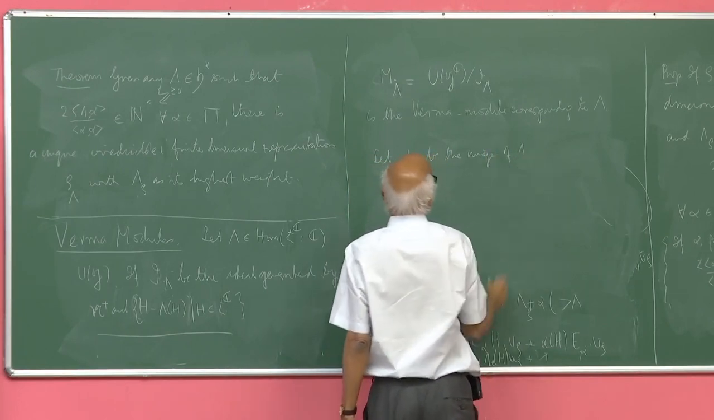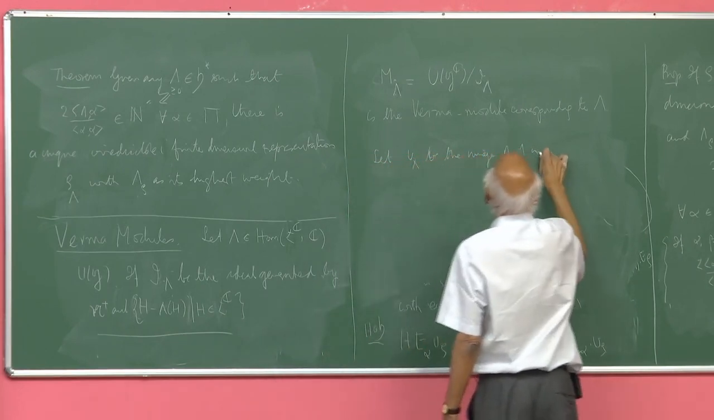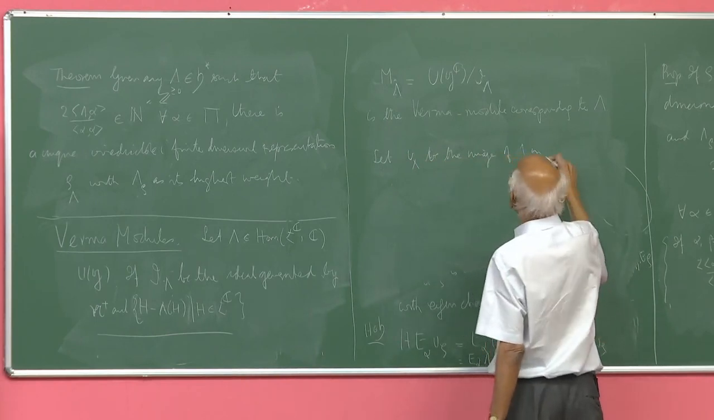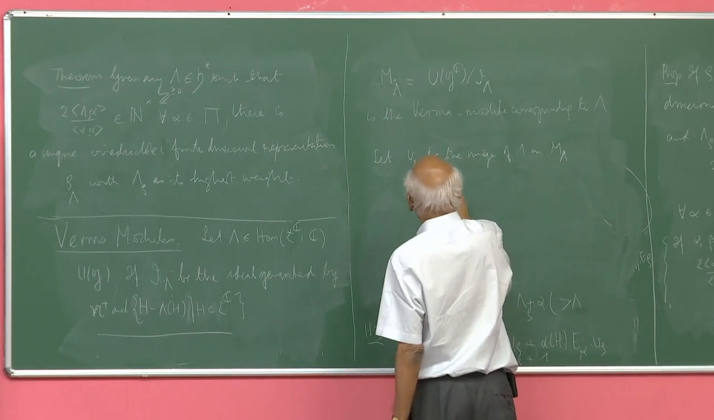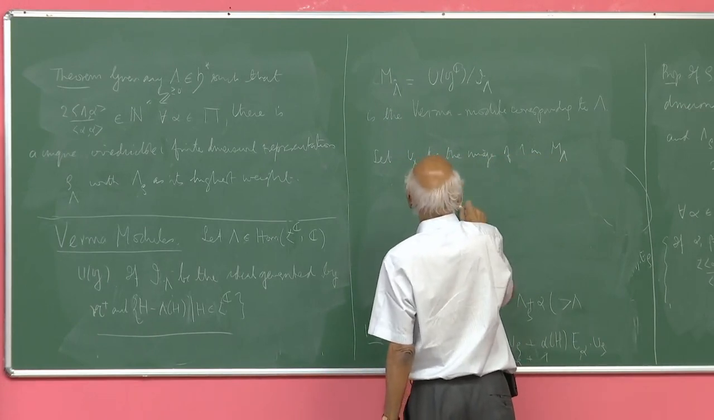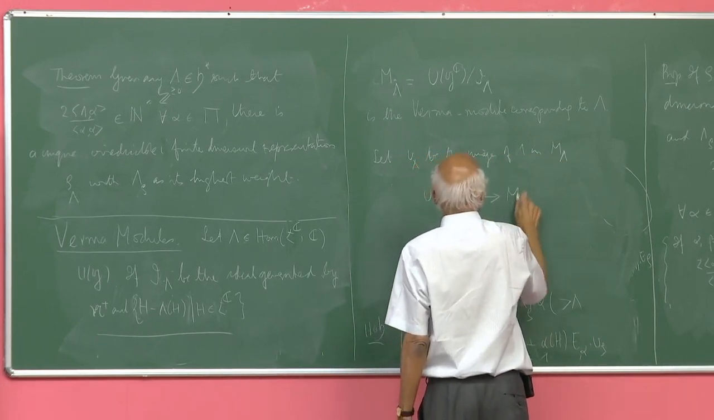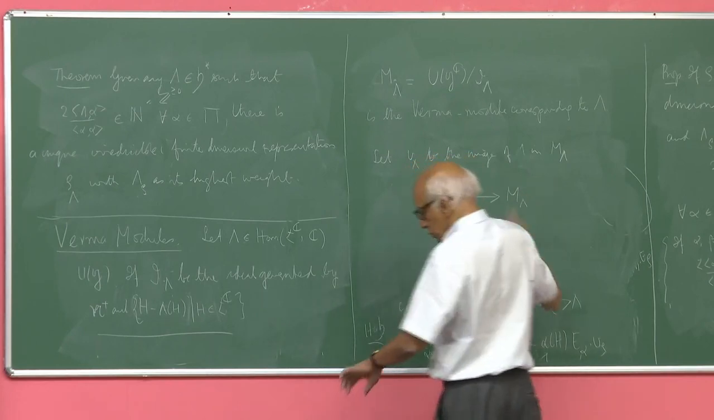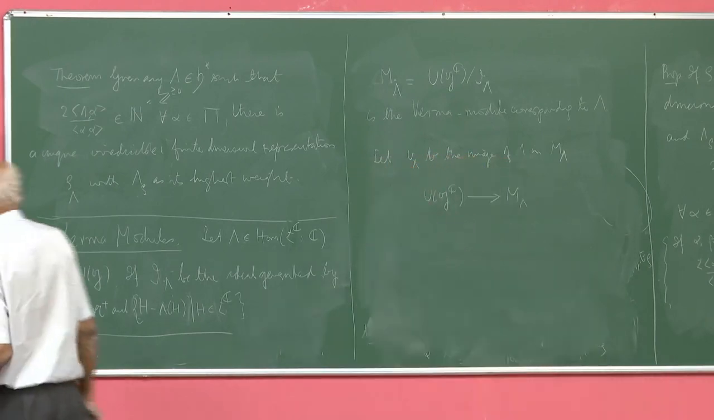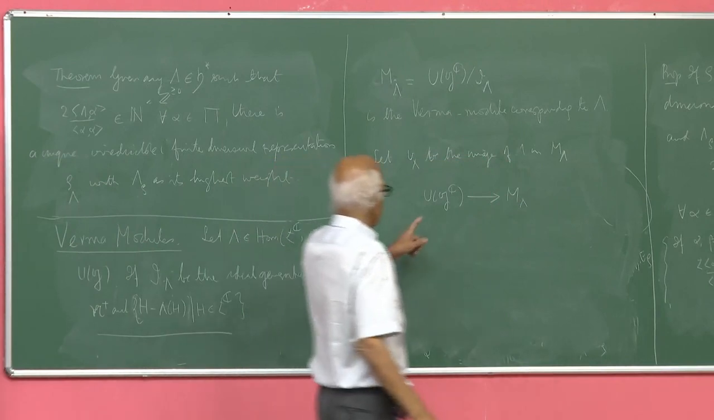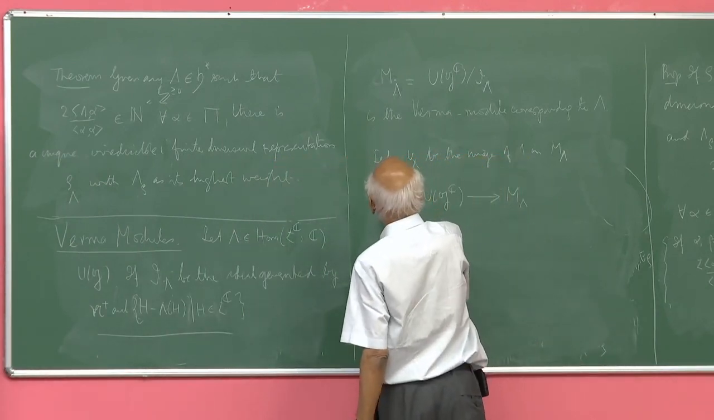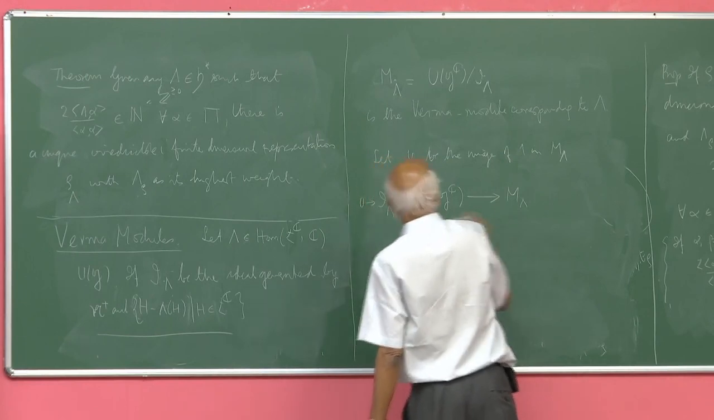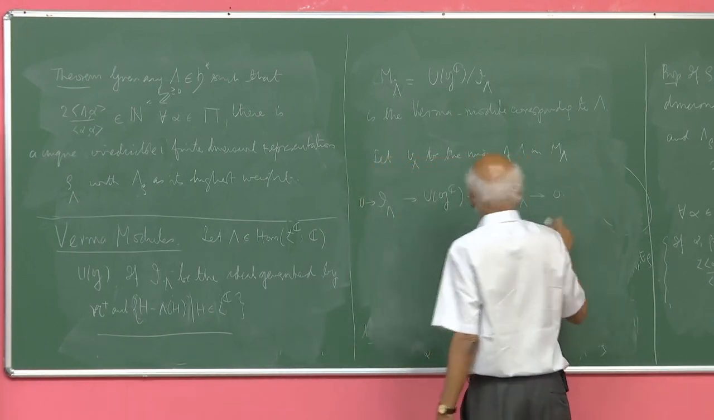Now let us look at this. Let v lambda be the image of 1 in M lambda. Now this mapping U g, so v lambda goes into that. What happens here is this: you have a mapping of this into this, and by definition this is an exact sequence of U g modules.